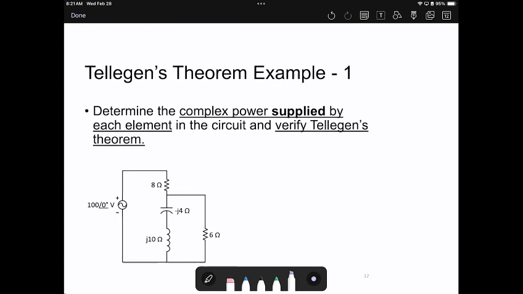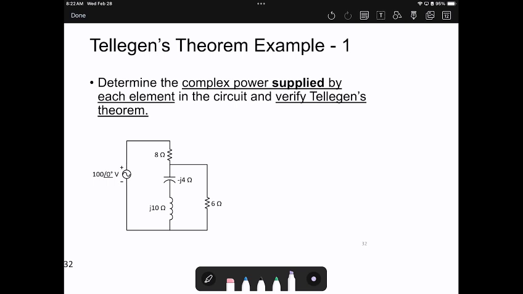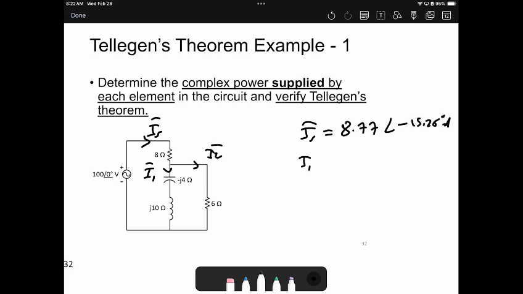Let's see an example. Determine the complex power supplied by each element in this circuit and verify Tellegen's theorem. Actually, this circuit we already solved in chapter 5. So basically, we assume this is IS bar, we assume this as I1 bar, we assume this as I2 bar. In chapter 5, we calculated IS bar. You can go back to the recording and see how we did this calculation. It was 8.77 angle negative 15.26 degrees amperes. And I1 bar we calculated as 6.2 angle negative 60.26 degrees.